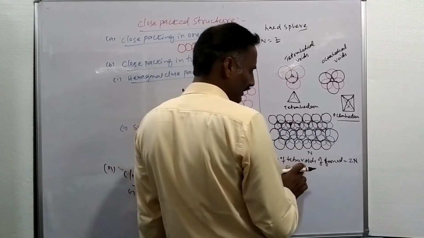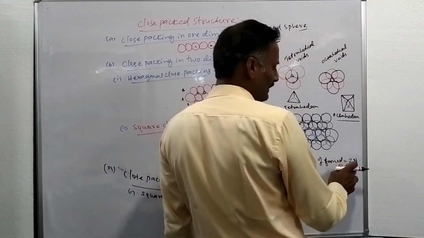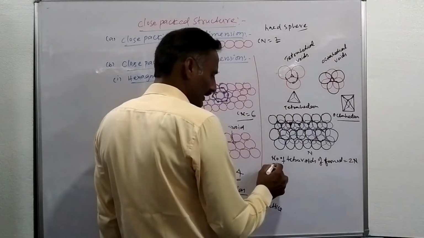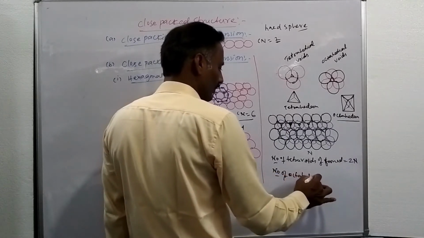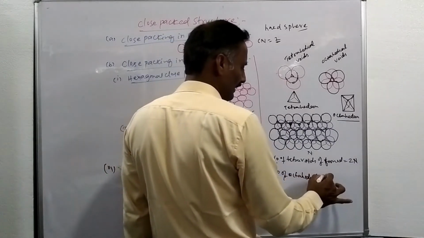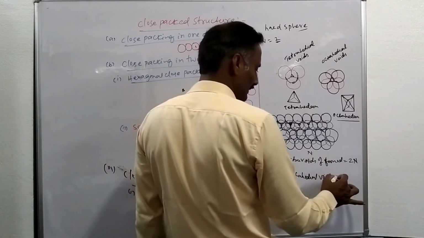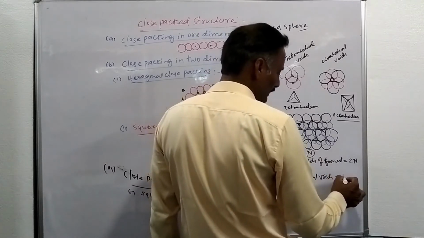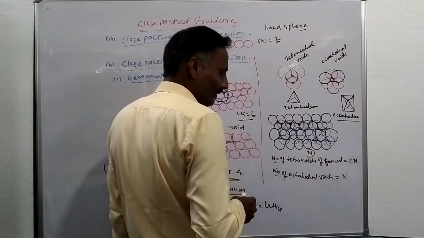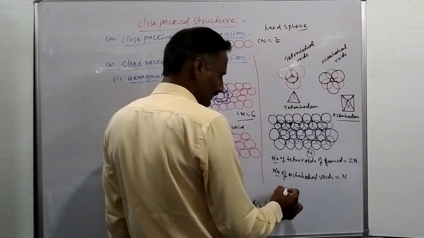The number of tetrahedral voids generated is equal to twice the number of particles. Similarly, the number of octahedral voids generated is equal to the number of spheres taking part in the formation of this crystal lattice. For example, here we are taking a face-centered cube.